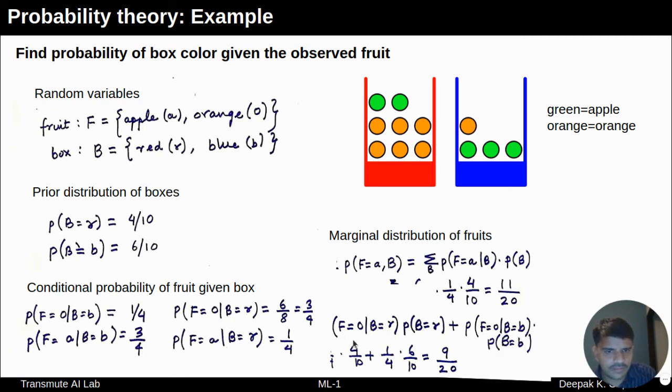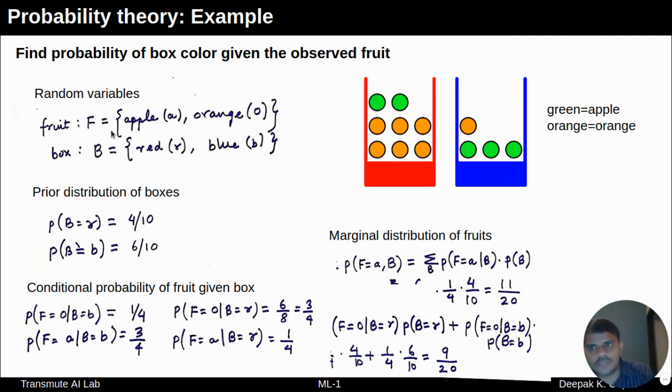So when we apply the sum rule on this, we obtain the marginal probability of the fruit being orange irrespective of the box. There is some text missing here, but that boils down to 9 by 20. So now we would also expect that the marginal probability of the fruit being apple and the marginal probability of the fruit being orange sum up to 1, right? And that's what we see here. We have 11 by 20 and 9 by 20, and when we add them, we obtain 1.